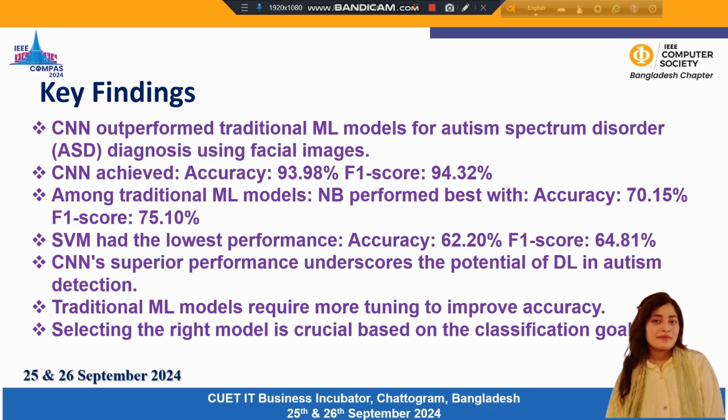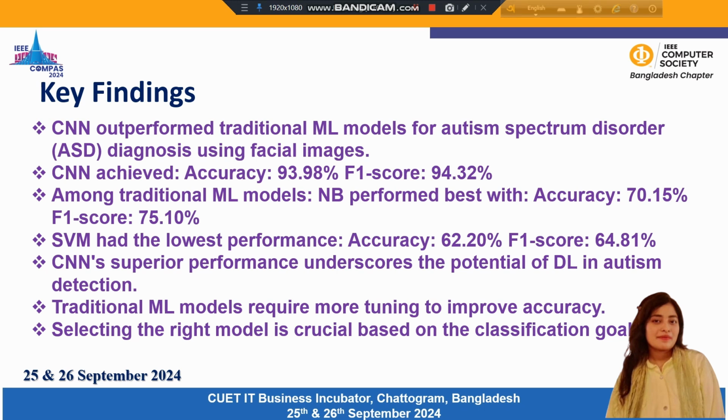The key finding: we have found that CNN outperformed traditional machine learning models for autism spectrum disorder, ASD, diagnosis using facial images. CNN achieved accuracy 93.98% and F1 score 94.32%. Among traditional machine learning models, NB performed best with accuracy 70.15% and F1 score 75.10%, while the SVM had the lowest performance with accuracy 62.20% and F1 score 64.81%.